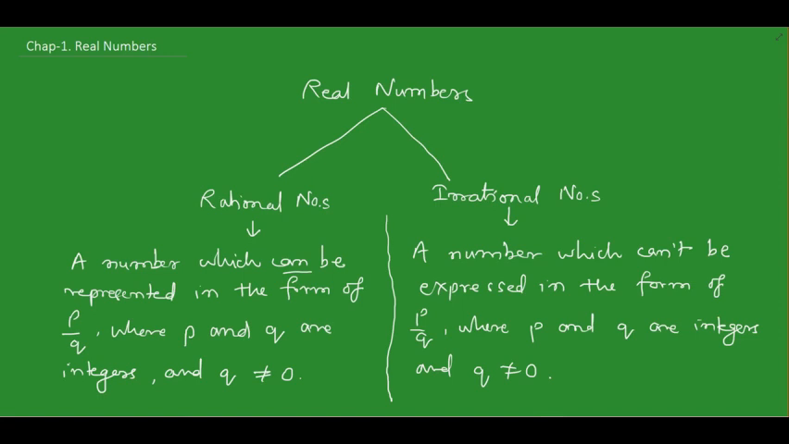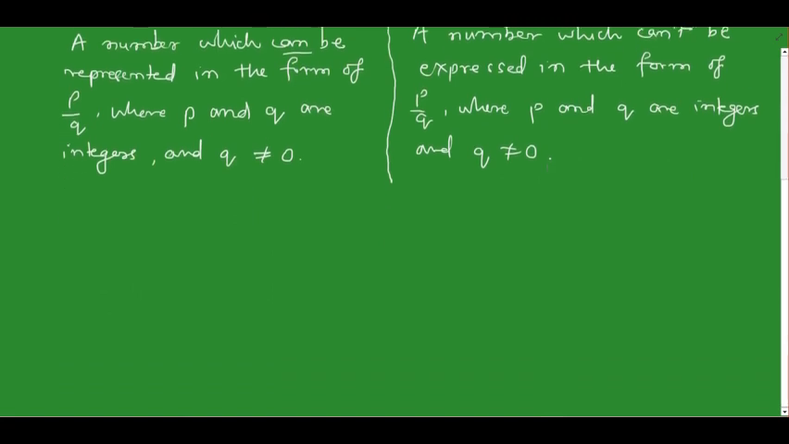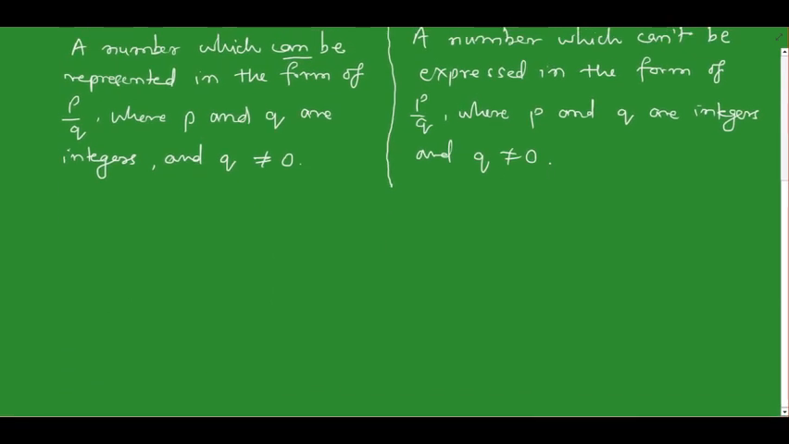Now let us understand these definitions. For rational numbers, we have written a number which can be expressed in the form of p by q. For example, if we take 2 upon 3, you can see that 2 and 3 both are integers, so it's a rational number. Another example: if I write minus 5 upon 7, then again minus 5 and 7 both are integers, so this one is also a rational number.